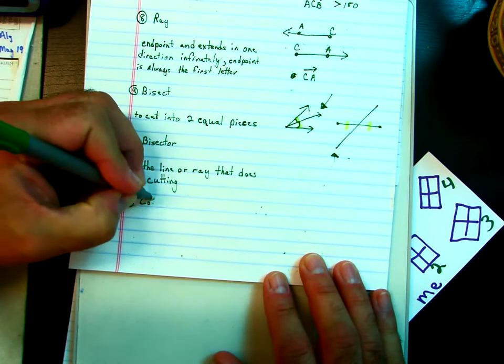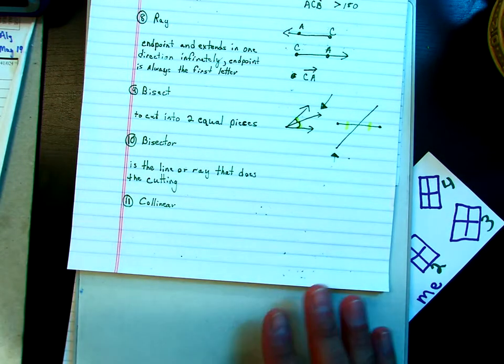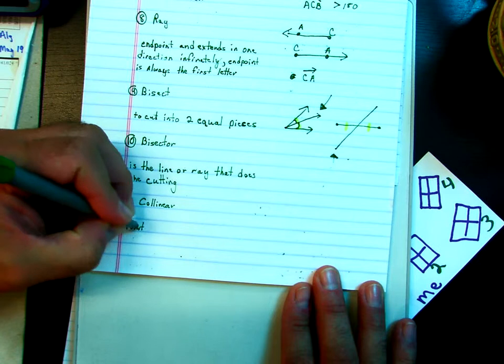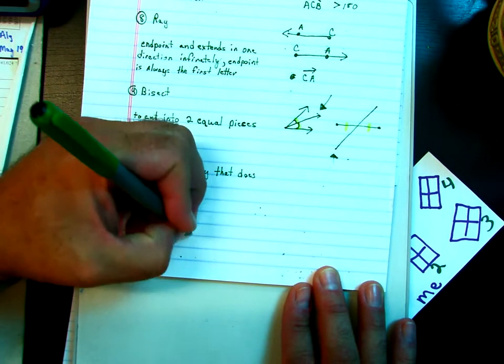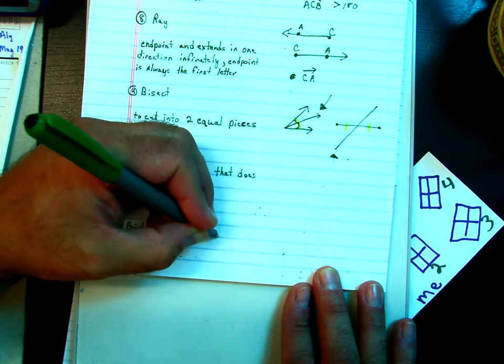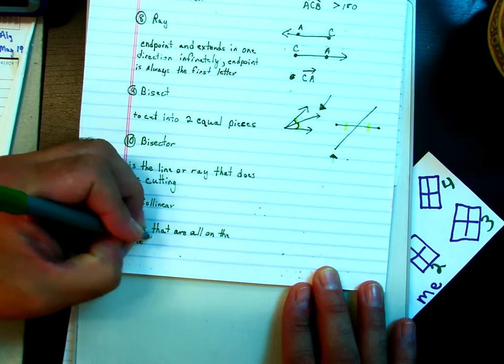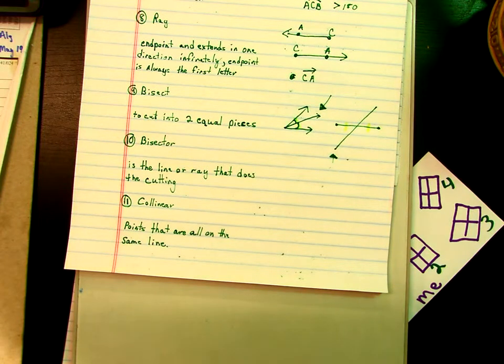Collinear. That means points that are all on the same, and we want to take a guess? Line, right. These are points that are all on the same line. That's what collinear means. So when I give you a list of points and say, are they collinear, that means, are they all located on the same line? If one of them is not, then they're not all located on the same line.